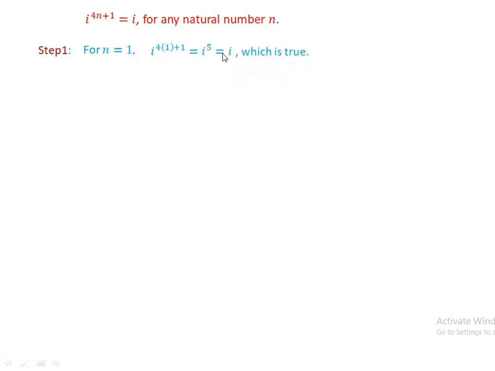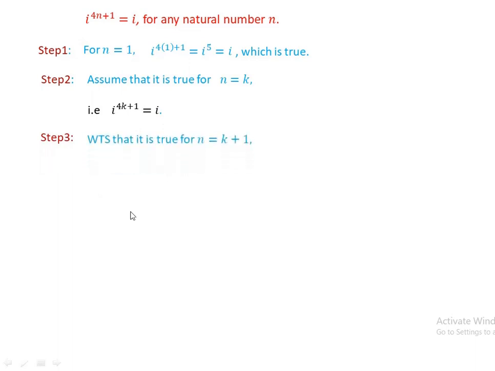Step 2. Assume that it is true for n equals k. That means i to the power of 4k plus 1 is equal to i. Step 3. We want to show that it is true for n equals k plus 1. That means our claim becomes i to the power of 4k plus 5.